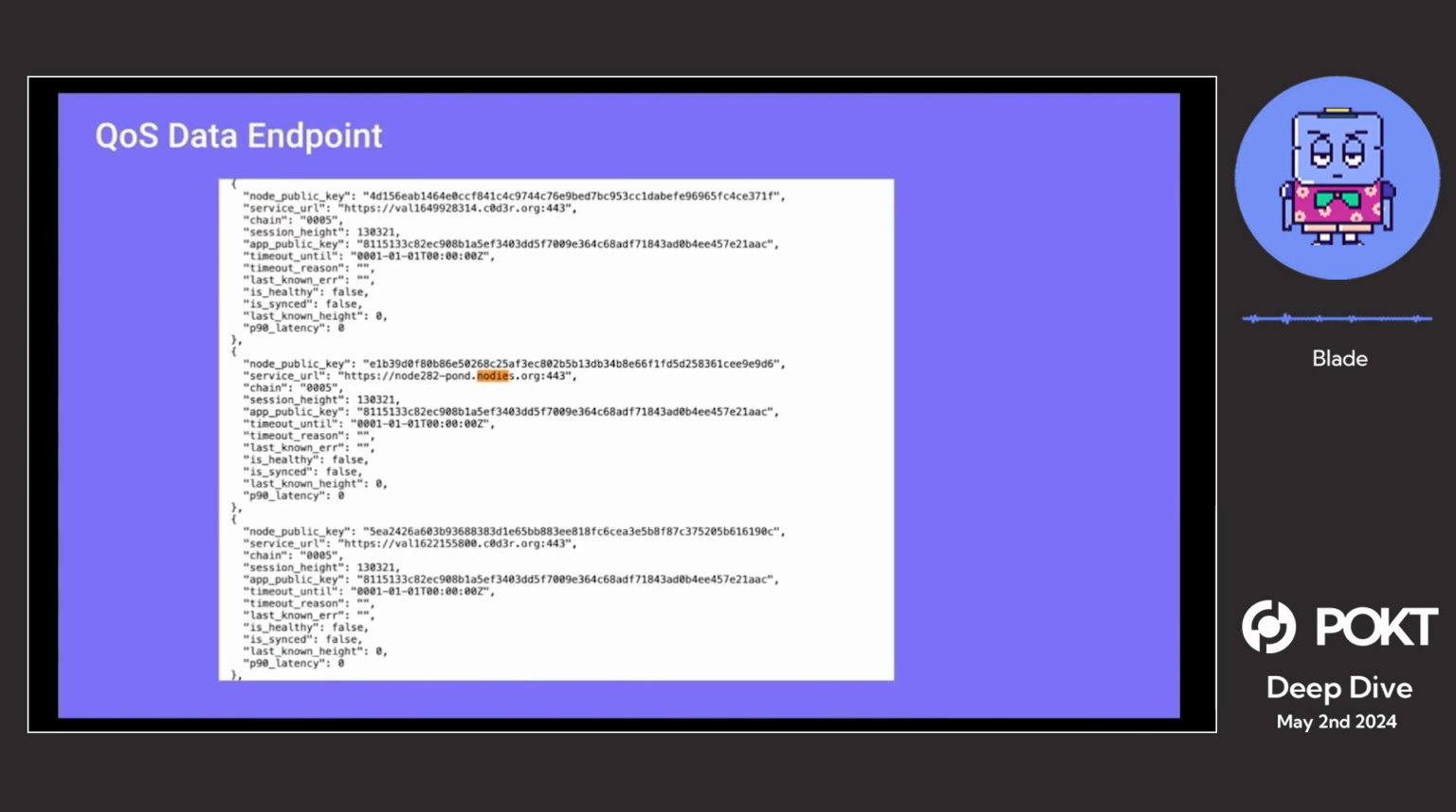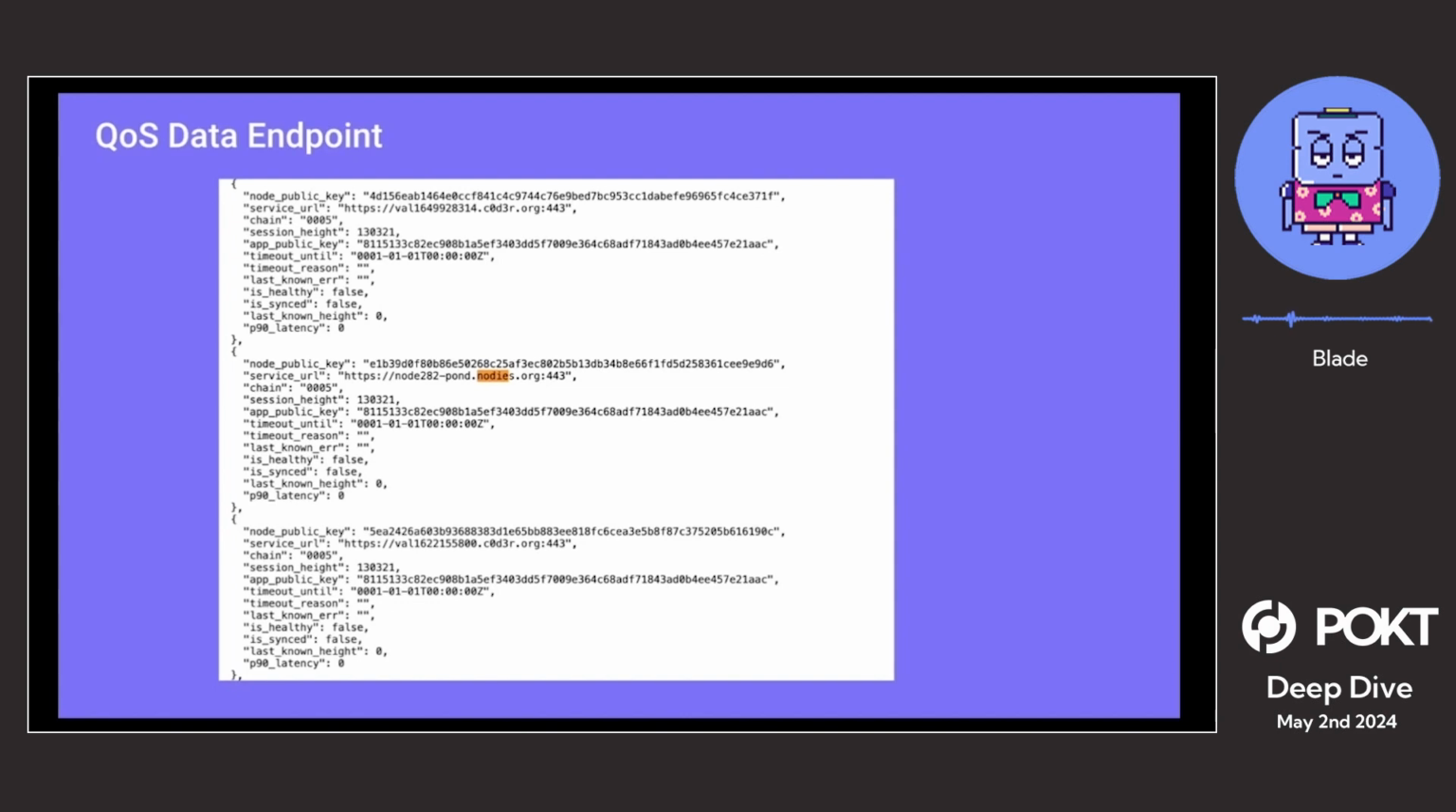We also have an endpoint that returns JSON. It basically returns all sorts of data that can be used by third-party providers like PocketScan. What it does is it provides data about the specific node, and as well, is the node synced? Is it healthy? The P90 latency, the last known height, all this cool stuff to really build out rich data.